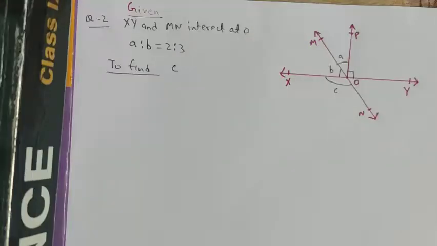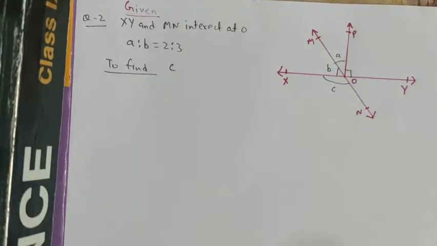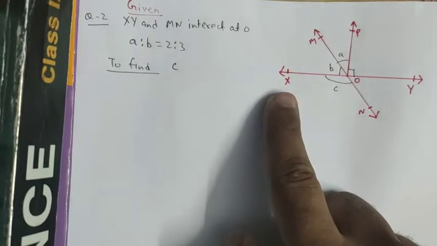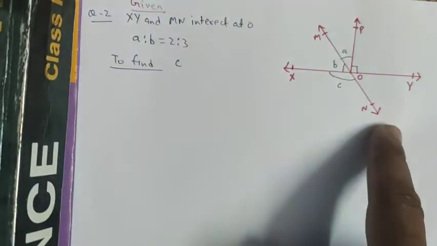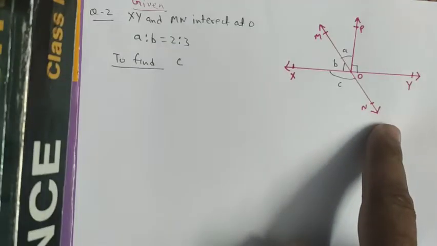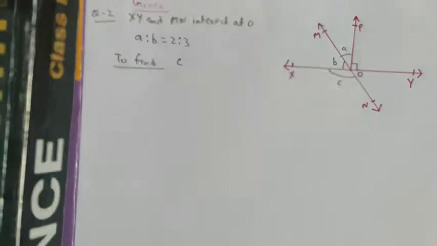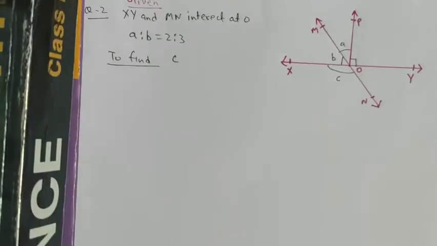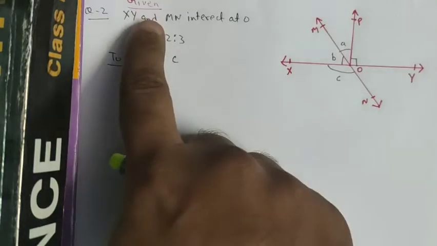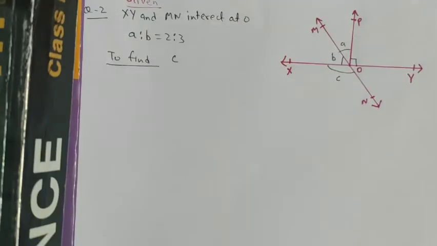Got it? Okay, in question number 2, first of all we'll write what is given in the question. Given XY and MN are intersecting lines, they are intersecting at point O. Second point is given that the ratio of angle A to angle B is 2:3. We have to find the measurement of angle C. So look how we'll solve this. First of all we have written given and to find. Now we will start with the solution.